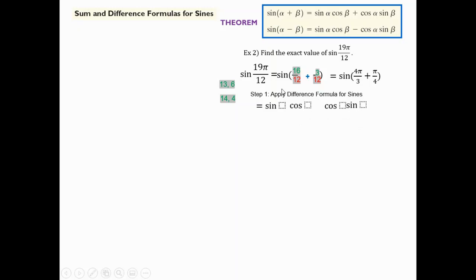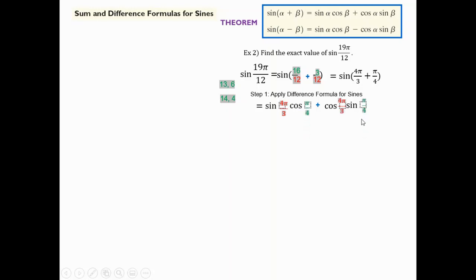And then it always follows the same sign. Remember, this is a sum, so this is going to be a plus, right? Not a difference, sum. So that's going to be a plus. All right, so now we just go and put these angles in, right? So 4 pi over 3, pi over 4 here, and then 4 pi over 3 again, and pi over 4.